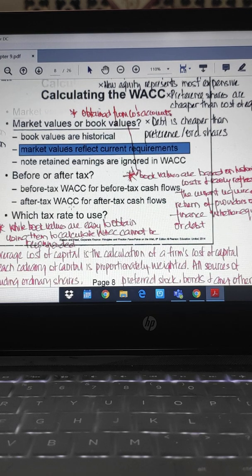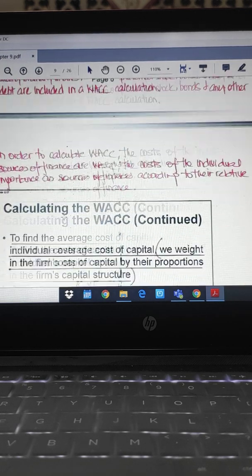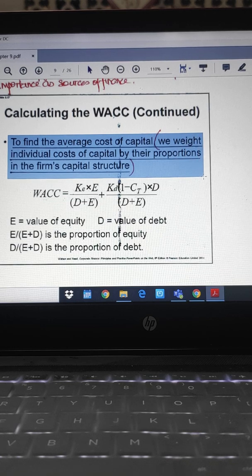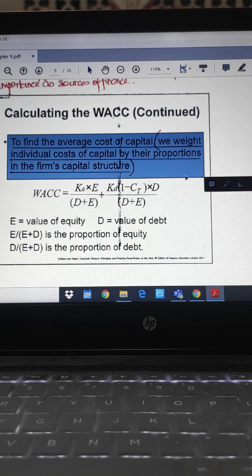We then move on to showing you the calculation of market WACC. In order to calculate the WACC, we need to find the average cost of capital of individual costs of capital by their proportions in the firm's capital structure.